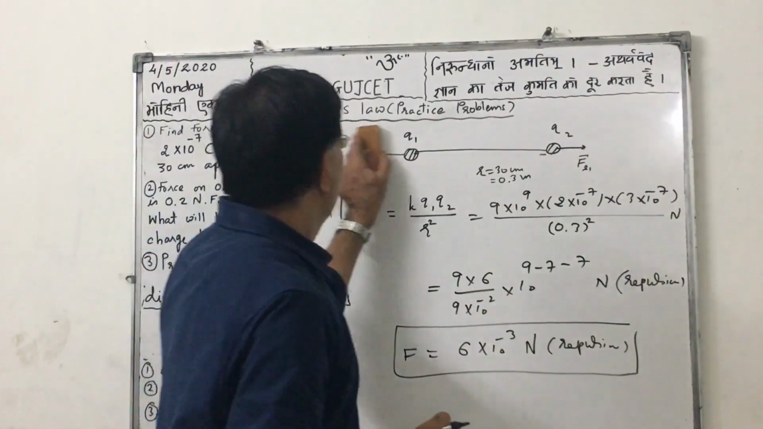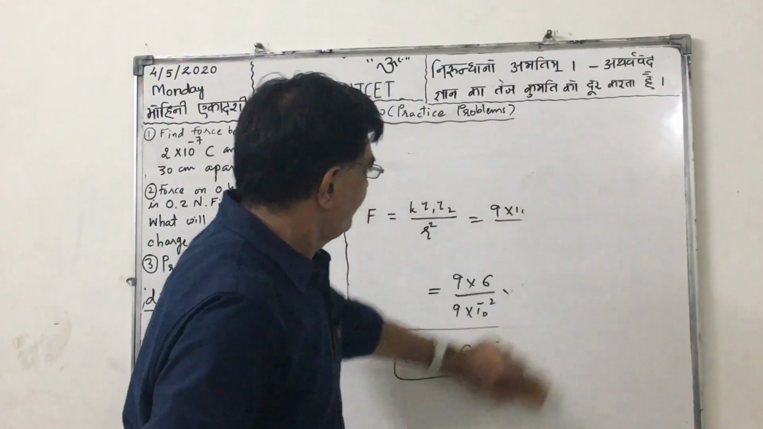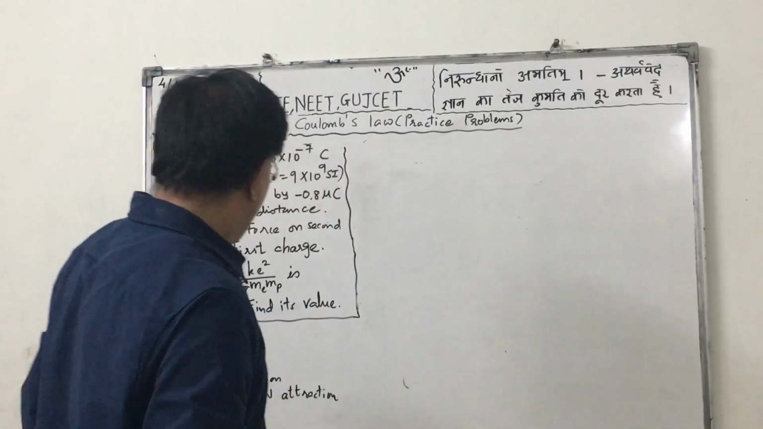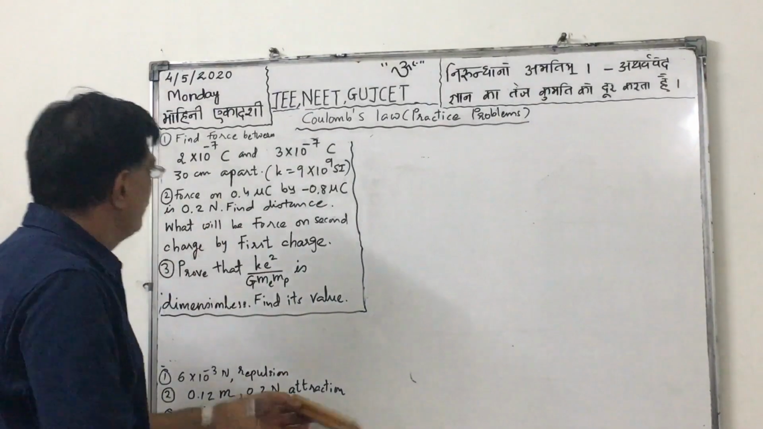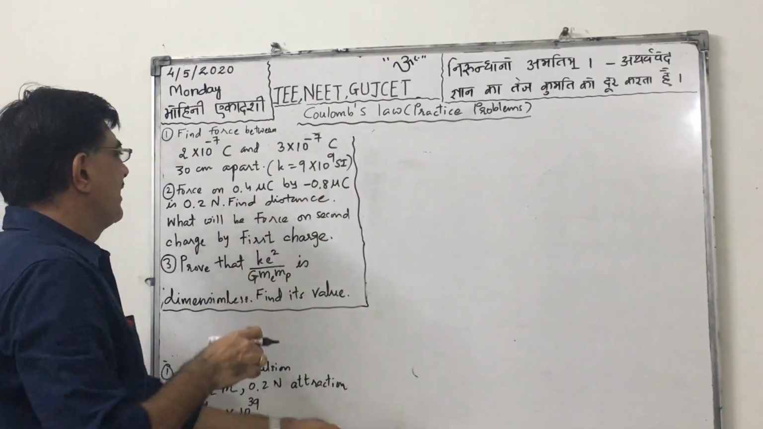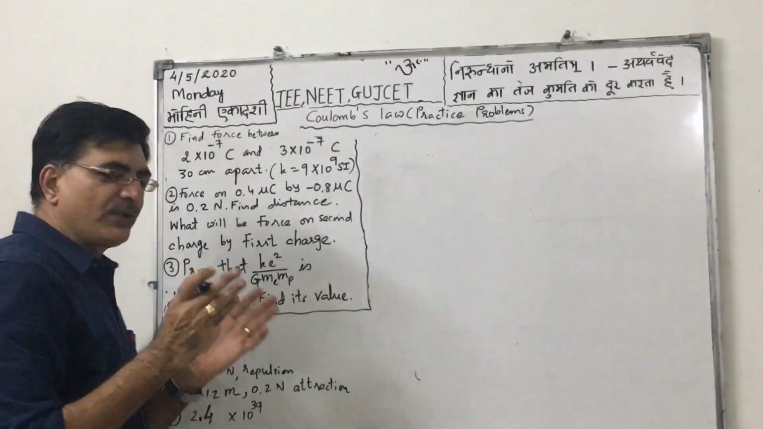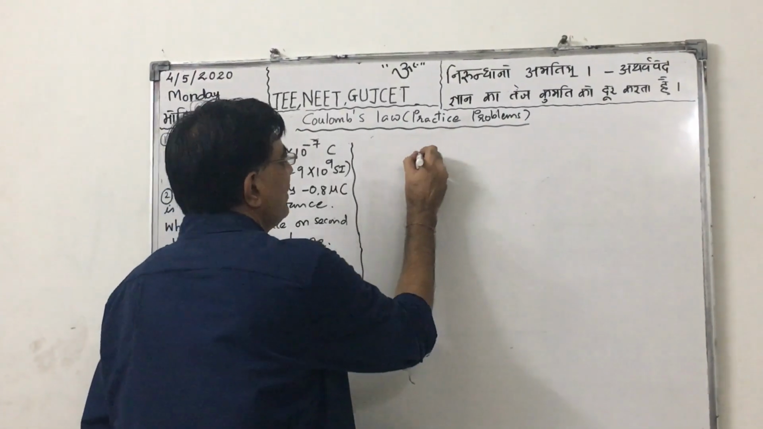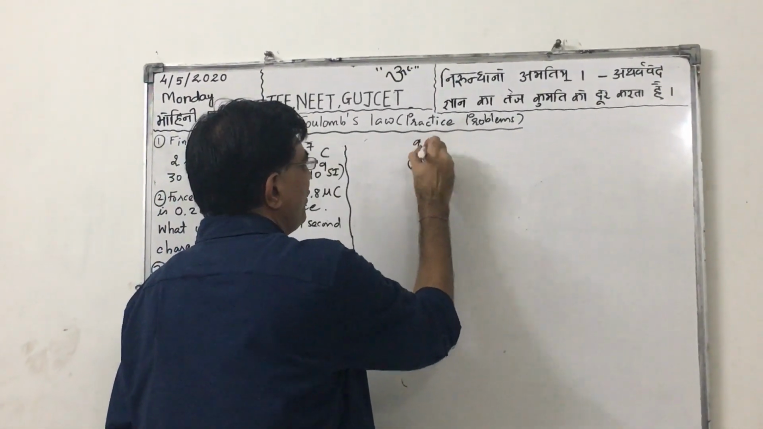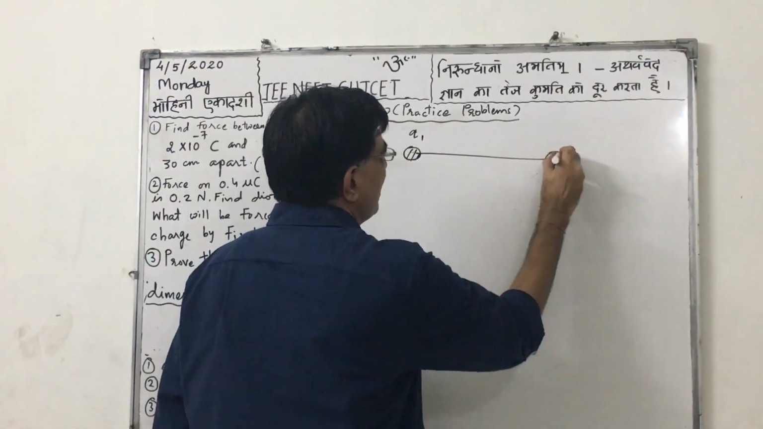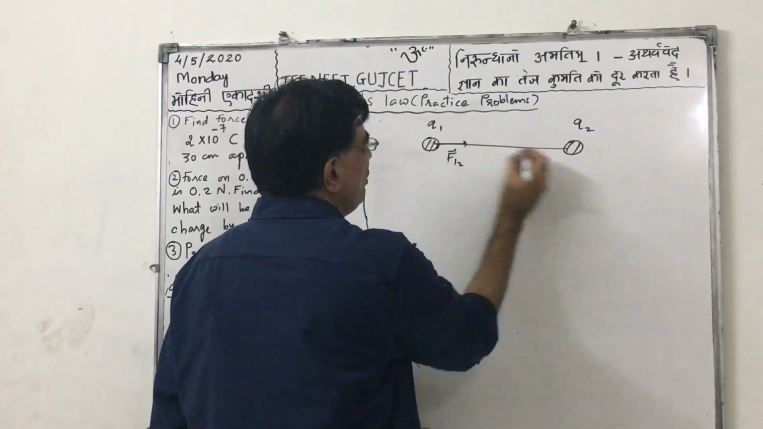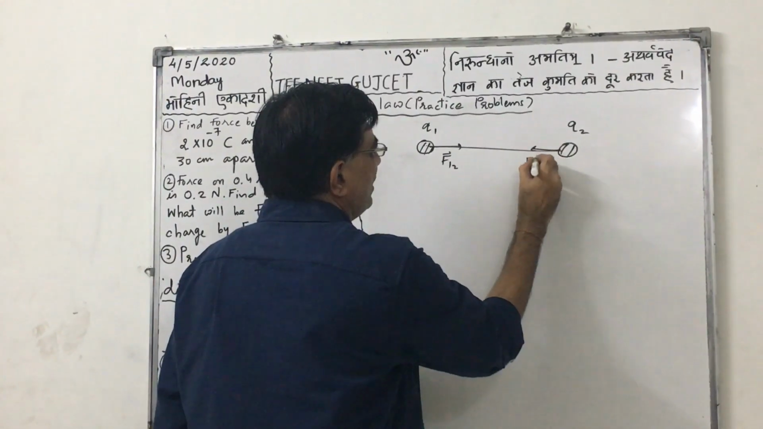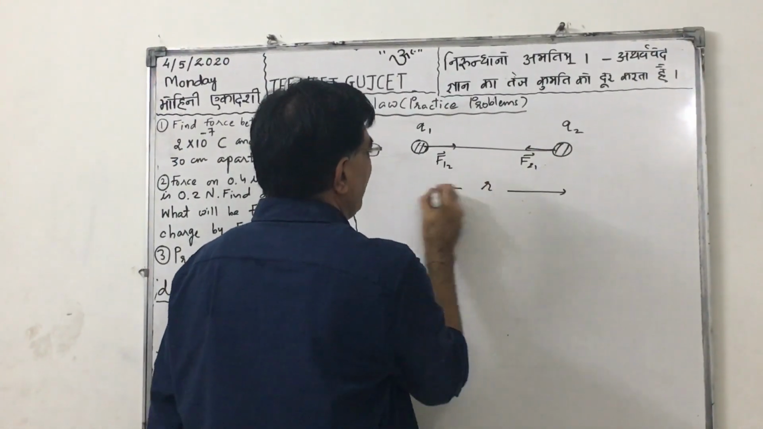Now second is this one. Force on 0.4 microcoulomb by minus 0.8 microcoulomb is 0.2 Newton. We have to find out the distance. Now here they are unlike charges, Q1 and Q2, unlike charges. So they will attract each other, F12 and F21. The distance we have to find out.